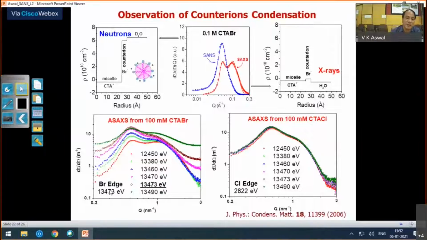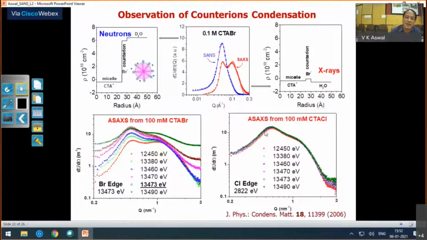So this is the bromine edge. What you do is you vary the energy near the edge. Then you can see your scattering profile is changing because the contrast for the bromide is changing. However, if you take the same system with chloride counterions and now you change the energy near the absorption edge of bromide, the same energy basically, you don't see any change.